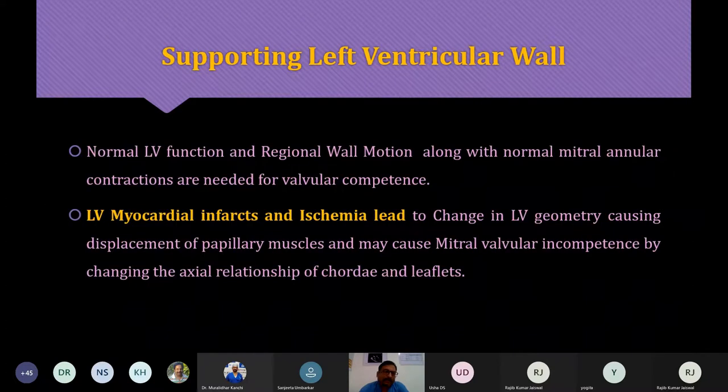The supporting LV wall plays a very important role in cases of mitral regurgitation, because, as you know, ischemic MR is caused by myocardial infarction. In ischemic MR, LV myocardial infarction and ischemia lead to a change in LV geometry, causing displacement of the papillary muscles and may cause mitral valve incompetence.